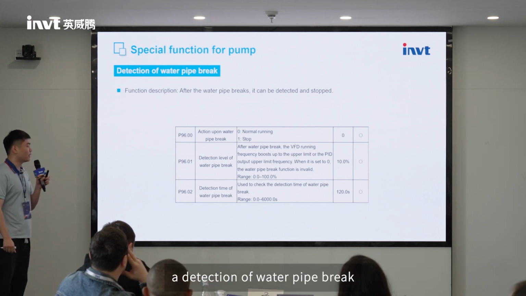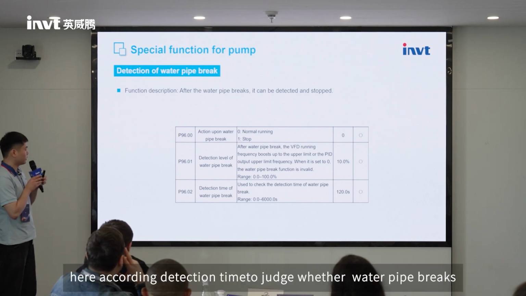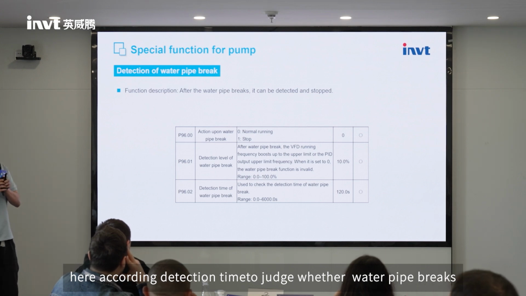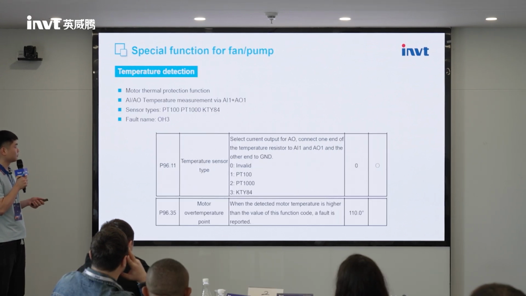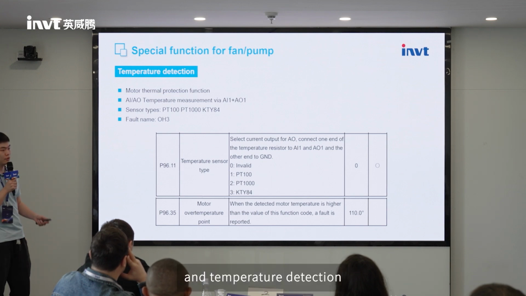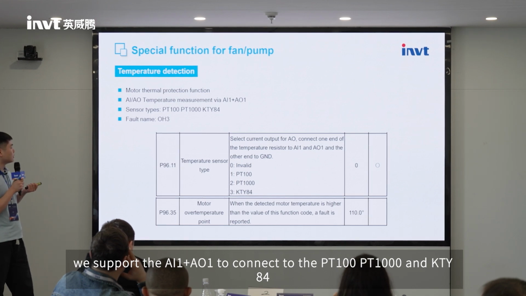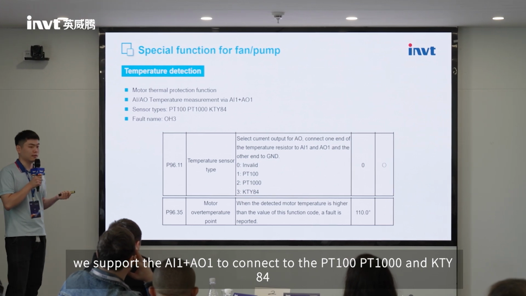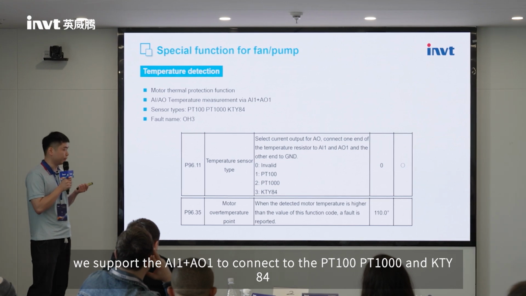And detection of water pipe break. Here, according to the detection level and the detection time, we judge whether the water pipe breaks. And temperature detection: we support AO1 connecting to PT100, PT1000, and KTY84. The fault code is OH3.